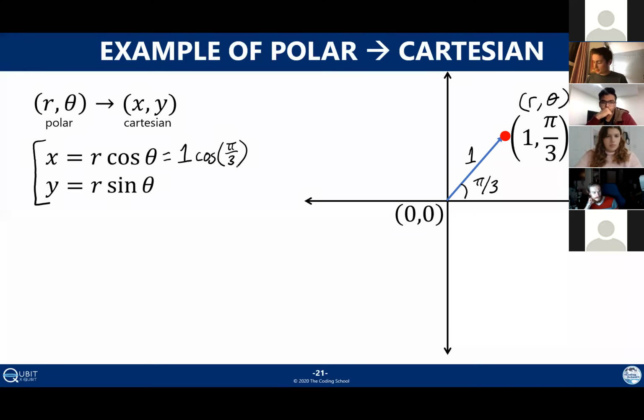Now you can go ahead and use a calculator to work this out, and you will get that this is equal to half. Again, you will have a calculator for all questions of this nature on the homework. And then for the second one, we have r times sine theta, which is sine pi over 3. If you work this out on your calculator, you're going to get √3 over 2. And that's it. So we literally just have to memorize these formulas, plug in our numbers, and we're good to go.